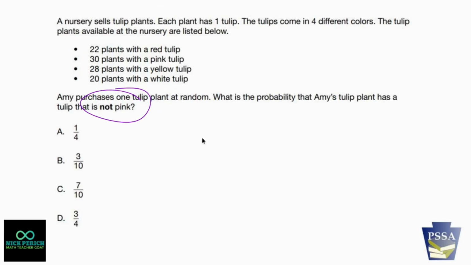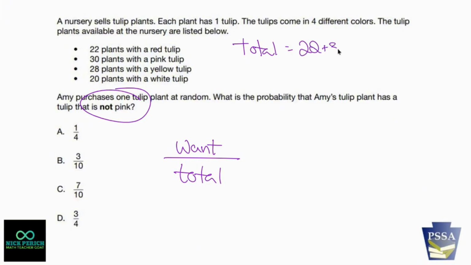All right. So with probability, the probability is found by figuring out how many objects we want out of the total amount of objects. Now, the nice thing about this problem is we don't know, actually. I thought maybe they told us at the beginning how many total tulips we have, but we don't know that. So the total is going to be found by adding 22 plus 30 plus 28 plus 20, which is actually 100. That's perfect. I can do that mentally. So the total is 100.